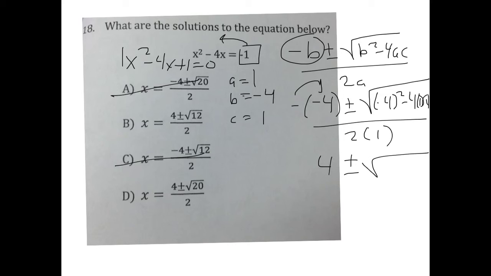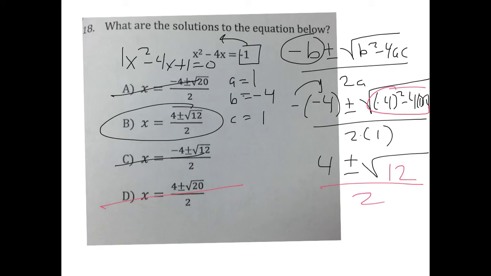I always type in this whole part right here into my calculator. So from parentheses to parentheses, I do parentheses, negative 4, parentheses squared, minus 4 times 1 times 1. I hit enter, and I get 12. And 2 times 1 is 2. And at that point, I am done because D is no longer the right answer. B has to be the right answer, and they have left it in that form for me.